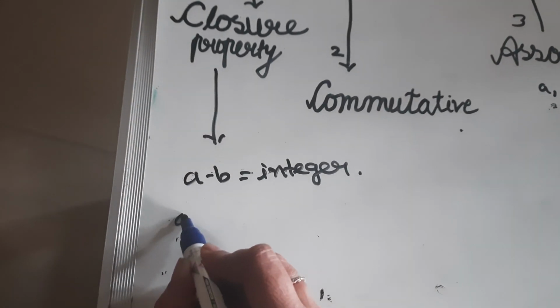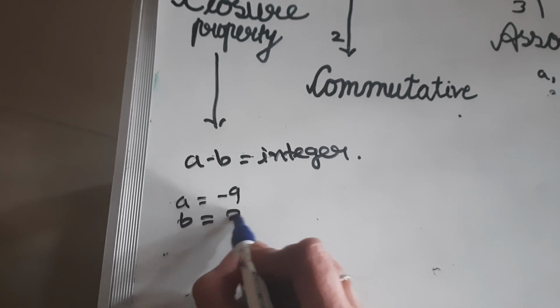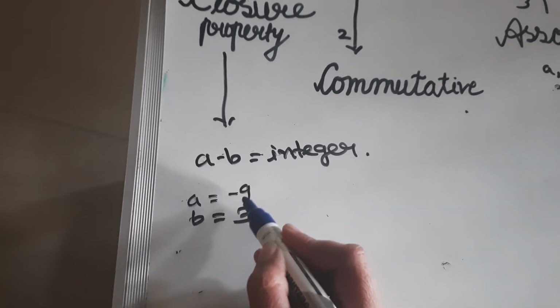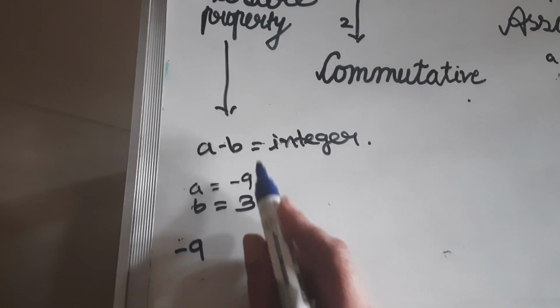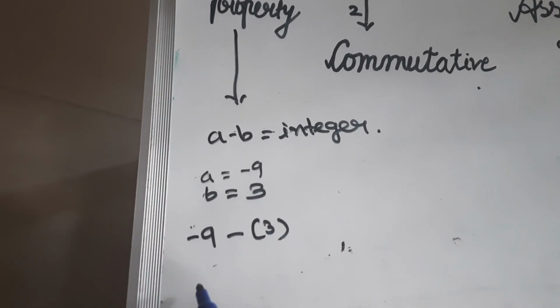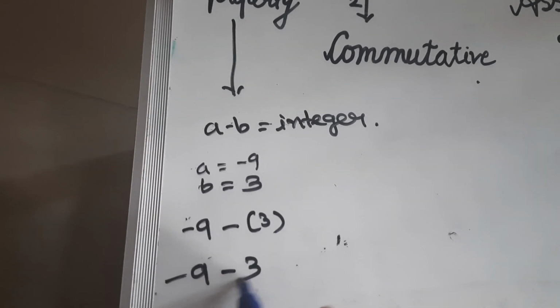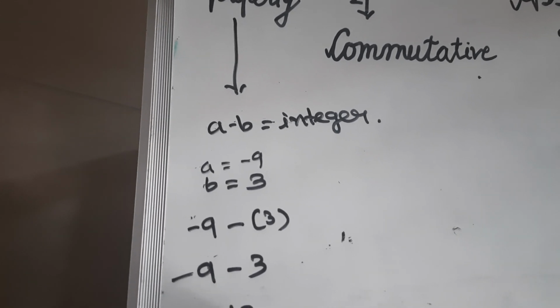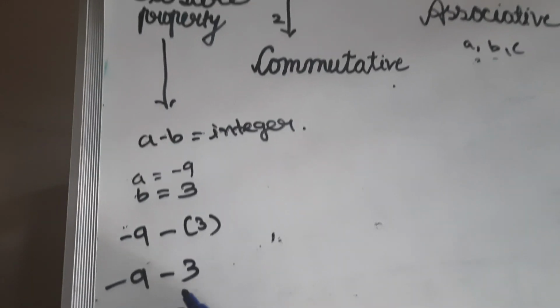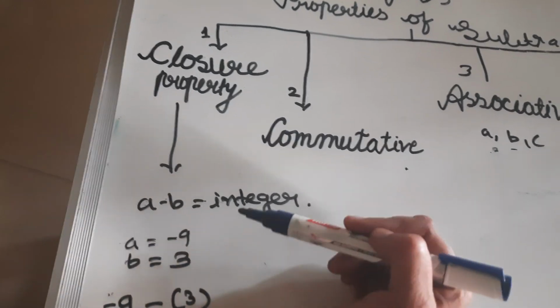For example, a is equal to minus 9 and b is equal to 3. So how to do this? a is minus 9, b is 3. So minus 9 minus 3 is equal to minus 12. So this answer is an integer only. So we can say that subtraction follows closure property.